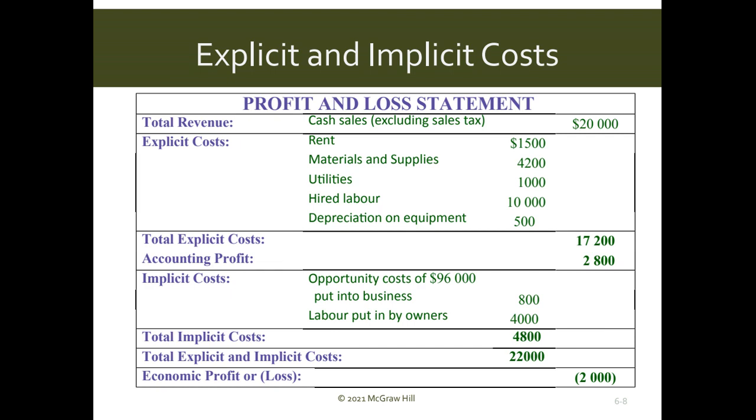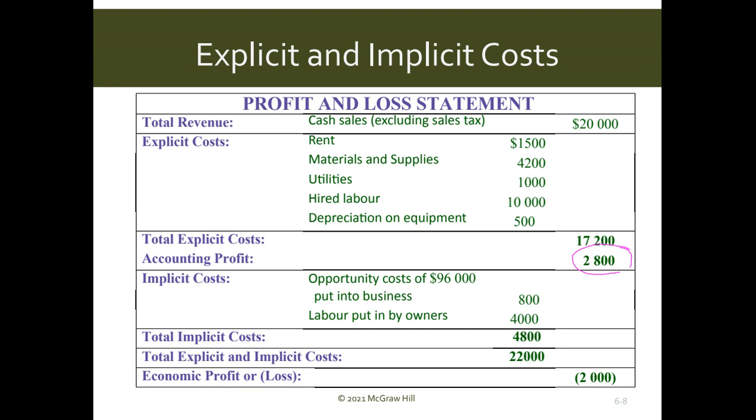If you subtract this 17,200 from 20,000 total revenue, you will get an accounting profit of $2,000. So accounting profit in this example is 2,000. Okay. Now calculate economic profit. In order to calculate economic profit, you should calculate implicit cost. That is, if you were not running this business, how much would you be making in other activities? So this is given in this example.